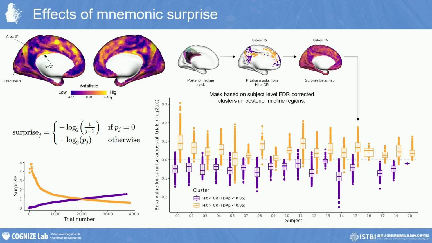And when we look at this by using the individual retrieval success maps as our clusters, we find that in each participant, the same clusters show higher activity when something is more surprising. And we find the reverse for the more novelty-preferring clusters.